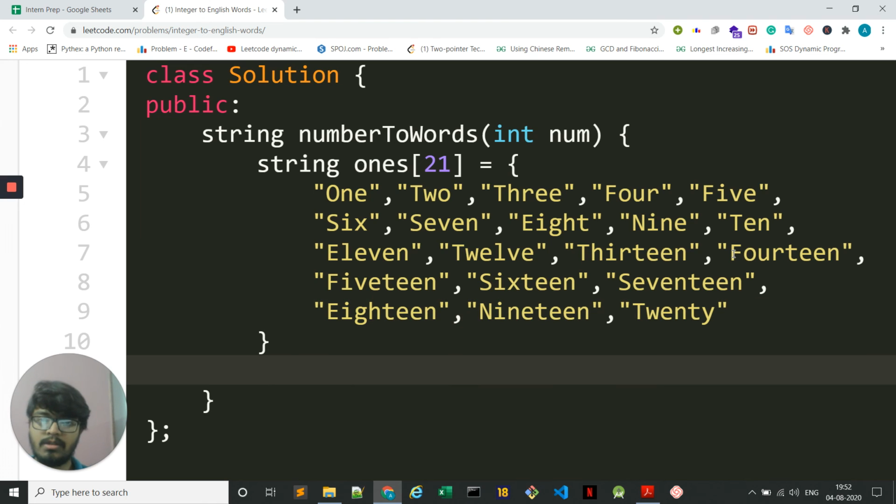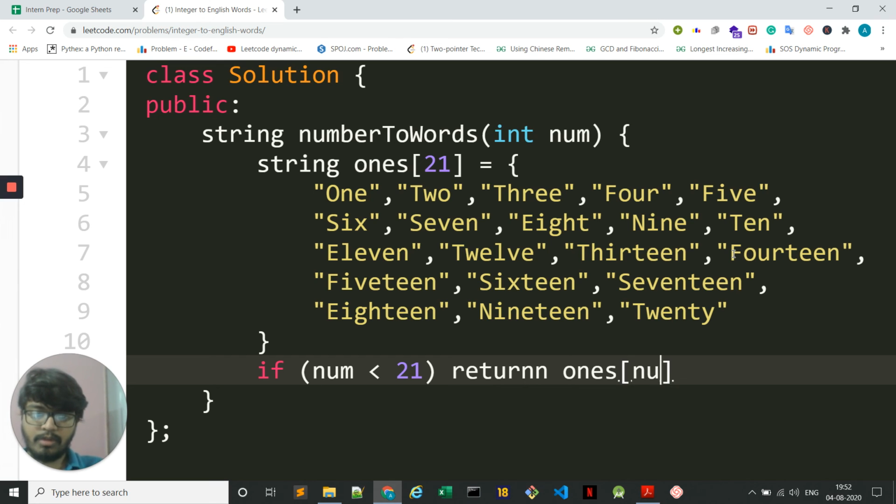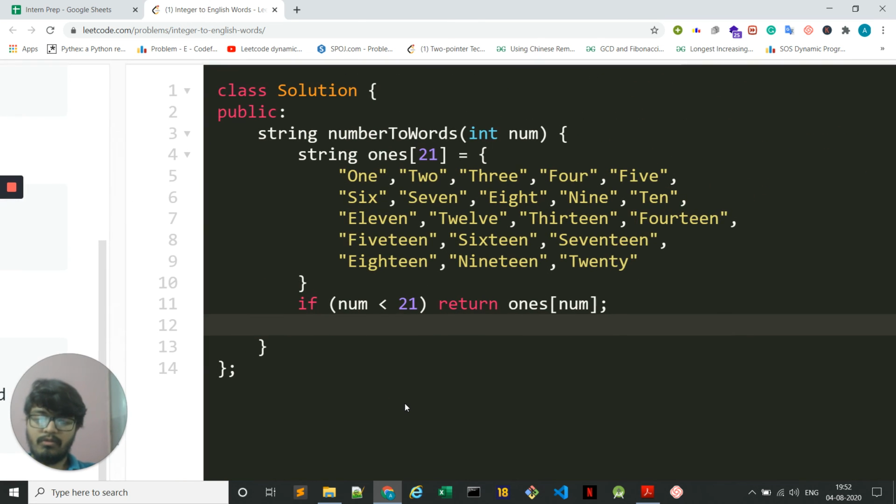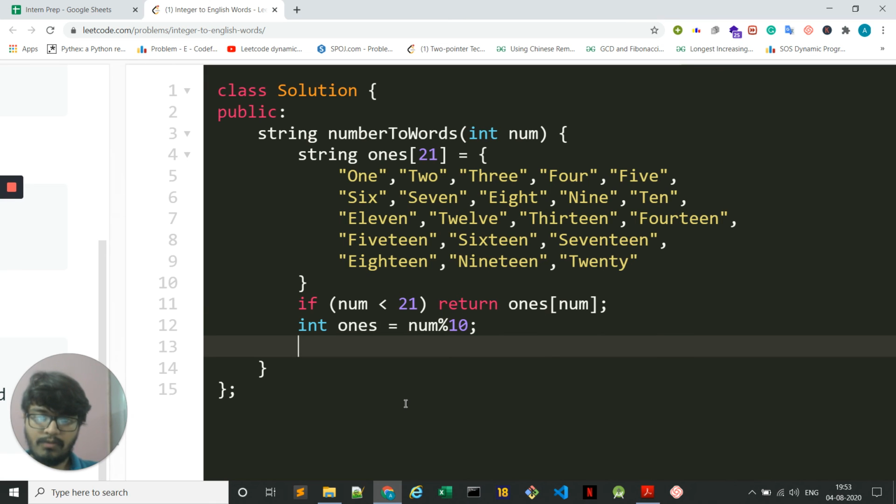So now what I need to check is, if the number is less than 21, you can just simply return ones of number. But if the number is not less than 21, then what we need to do is bring the first two digits of the number, right? So first of all, what is at the ones place? This is at the ones place. What is at the tens place?